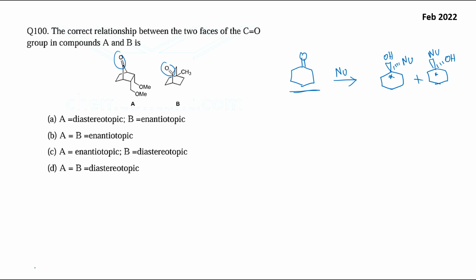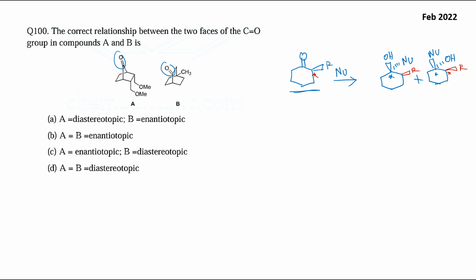But suppose in this case, if we already have a substituent, it may be below the plane or above the plane, but you already have a chiral center before the nucleophile attack. So if it is so, now the product will be like this. So already there is a chiral center and you are generating a new chiral center. So obviously now we will get two diastereomers. So in this case it is diastereotopic.